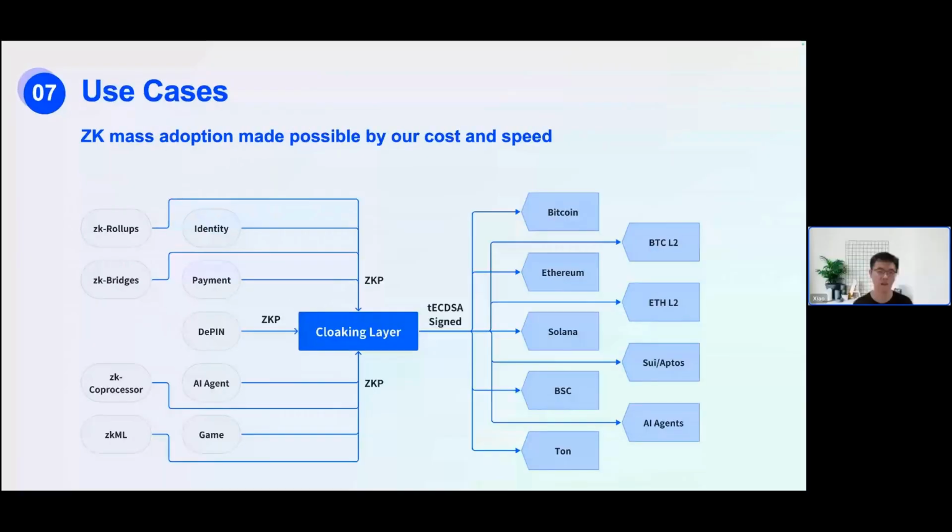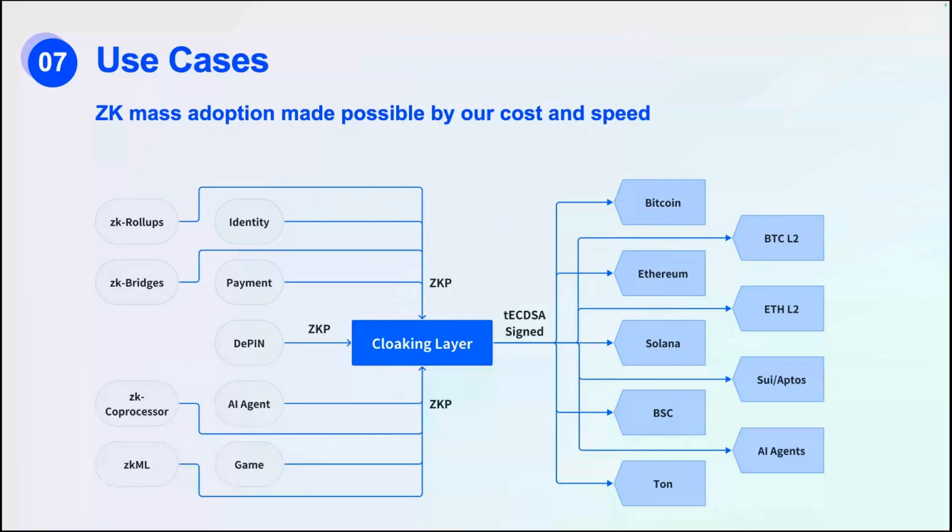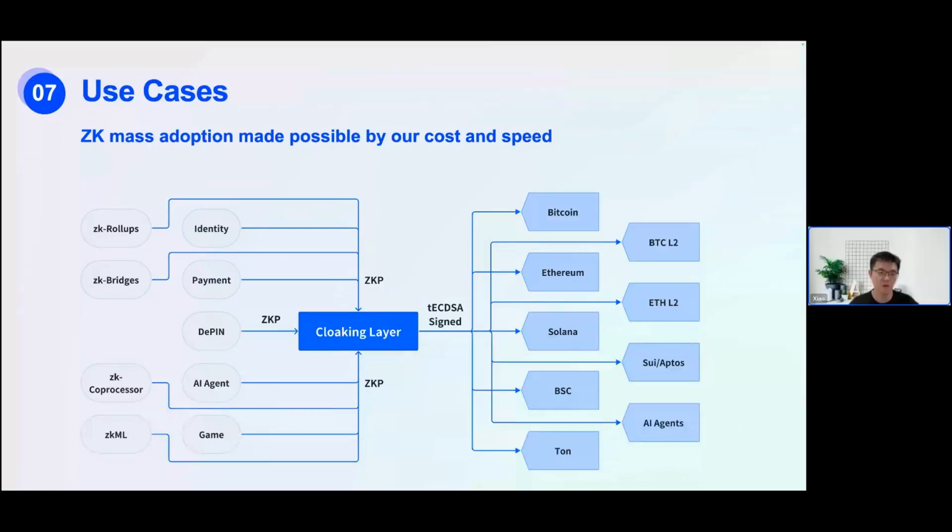Out of these applications or use cases, I'd like to pick one or two to discuss the latest progress that we have made so far. One very interesting field that we're seeing that has a lot of potential to use this Cloaking Layer functionality is actually DePIN.